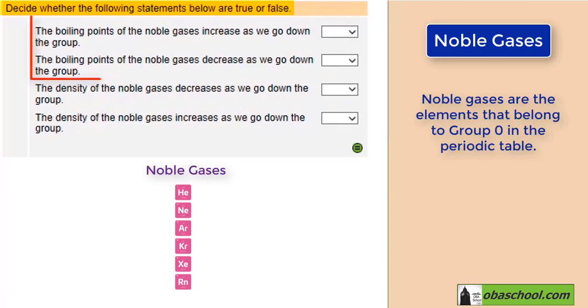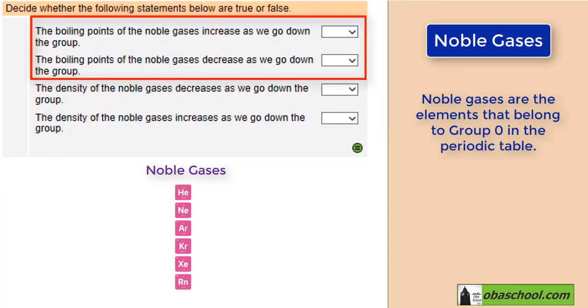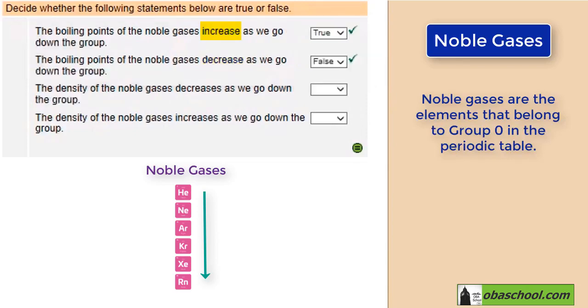The first statement says that the boiling points of the noble gases increase as we go down the group, while the second statement says that the boiling points of the noble gases decrease as we go down the group. So which one is true and which one is false? Do they increase or decrease as we go down the group? That is correct. Actually, the boiling points of the noble gases increase as we go down the group.